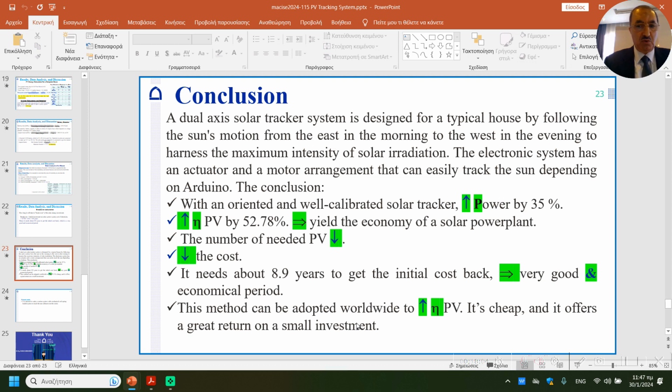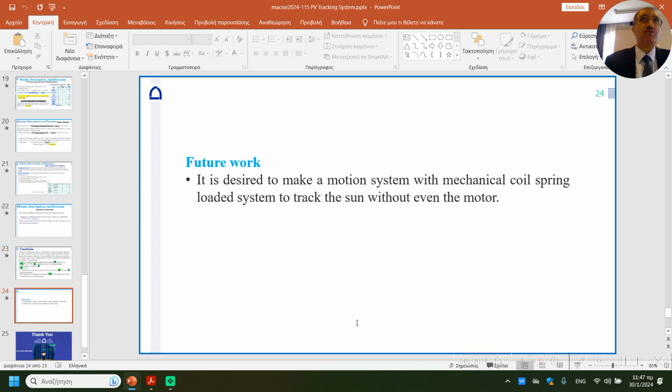This method can be adopted in any place over the world, which will increase the efficiency and the power. It is cheap, and it offers a great return on a small investment. What we are thinking of next is to generalize and maybe make the actual design. Maybe we will find a way to design a motor or a mechanical coil spring load system, a kind of system without even the motor, or some mechanism that will help reduce the cost and make it easier than the normal one.